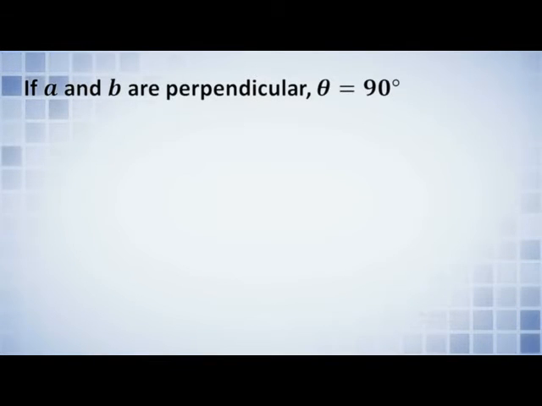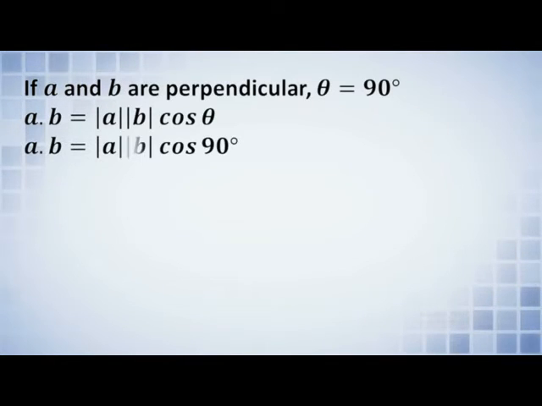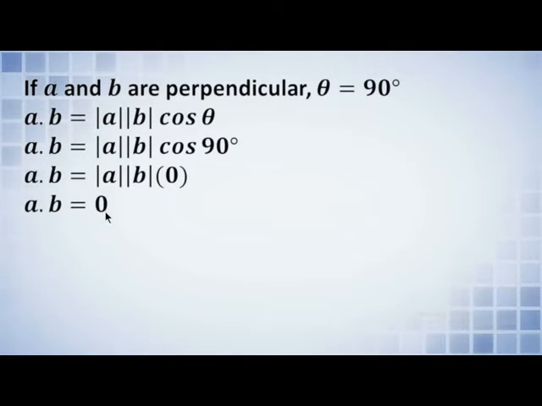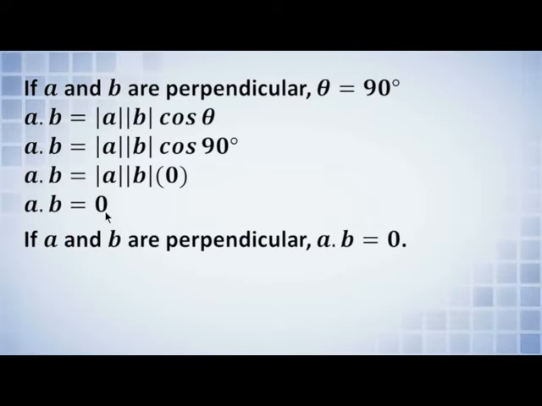Next, if A and B are perpendicular, it means the angle between A and B, theta, equals 90. So A dot B equals the magnitude of A times the magnitude of B times cosine theta. We know that cosine theta equals cosine 90. Cosine 90 equals 0. So A dot B equals 0. Then, if A and B are perpendicular, A dot B equals 0.